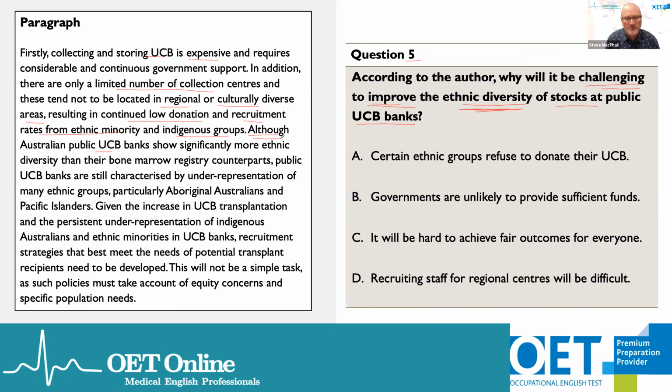Careful with although, everyone. This will be an important sentence because it begins with although. Although Australian public UCB banks show significantly more ethnic diversity than their bone marrow registry counterparts, note the comma, public UCB banks are still characterised by underrepresentation, not enough, underrepresentation of many ethnic groups, particularly Aboriginal Australians and Pacific Islanders. Okay, so there aren't enough of those ethnic groups.